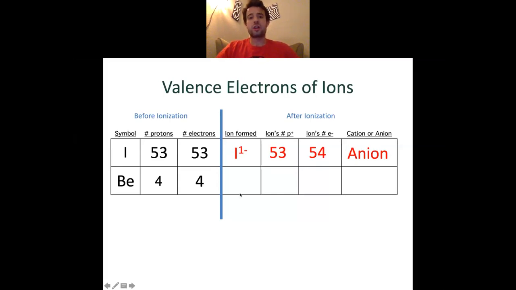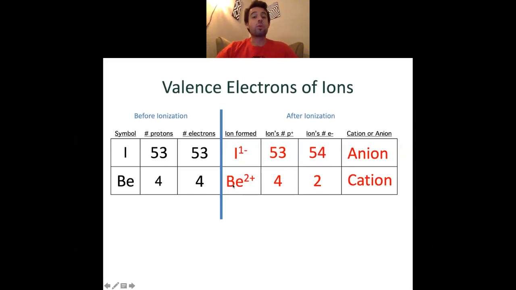Go ahead and use this slide, figure out what would the symbol be for beryllium, and then how many protons would it have and electrons would it have after ionization, and then is it an anion, is it a cation? Go ahead and try that out. Hopefully you got Be2+. Hopefully you said it had 4 protons and 2 electrons. In this case, it wants to become like helium. Helium is the closest noble gas. The other noble gas closest to it would be neon, which had 10. So it's either lose 2 or gain 6 in this case. And it's going to become a cation because it's positive.